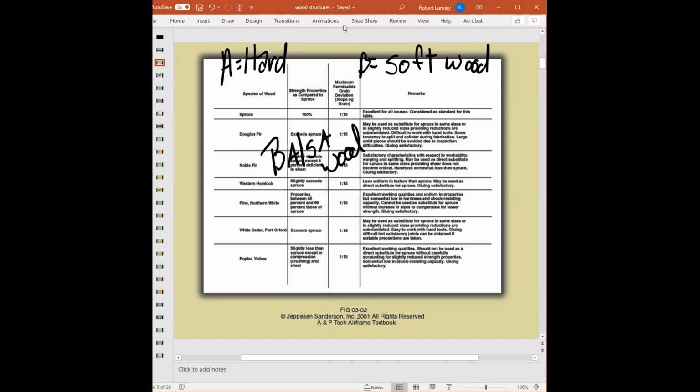But the crazy thing is although it's very lightweight and it's a very soft wood, it's actually classified as a hardwood. I just bring it up because I think it's kind of interesting, because balsa wood is one of the softest woods out there and it's classified as a hardwood.